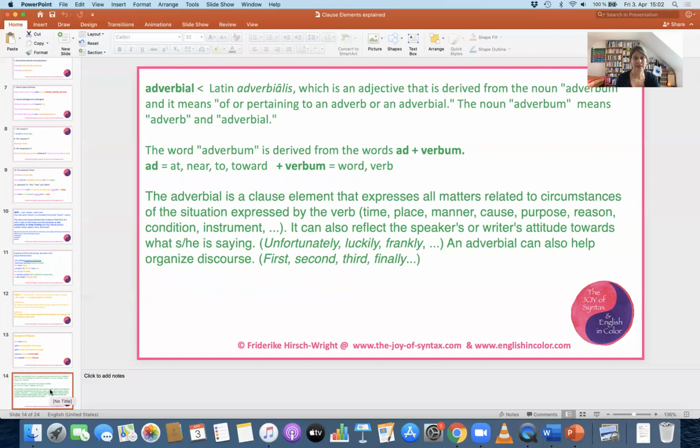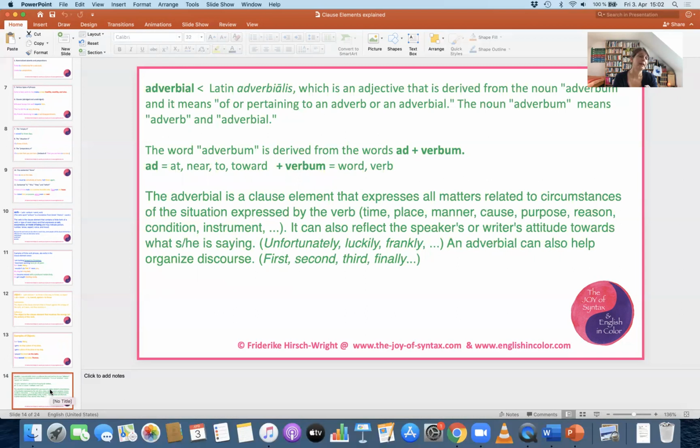Another very important clause element is the adverbial. It comes from the same root or the same Latin word as adverb. So Latin adverbialis is an adjective, and it is derived from the noun adverbum, which we discussed earlier, in an earlier video. And that word means of or pertaining to an adverb or adverbial. So adverbialis means of or pertaining to an adverb or adverbial. And the noun adverbum means at or near a word or verb.